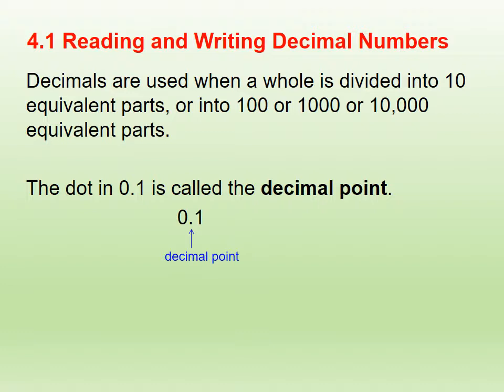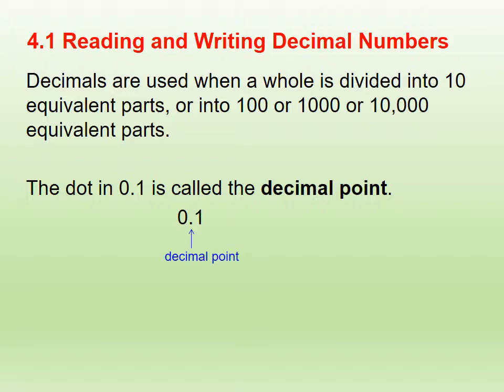Section 4.1 has to do with reading and writing decimal numbers. So there is a way to read decimal numbers besides saying 0.1. Decimals are used when a whole is divided into equivalent parts, into 10 equivalent parts. That's how we get decimals. So either 10, 100, 1,000, or 10,000.